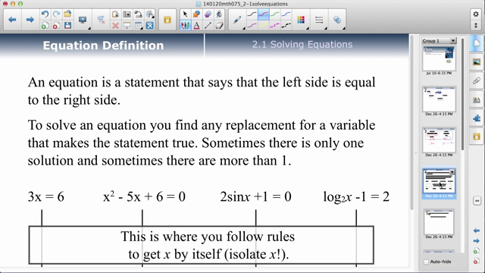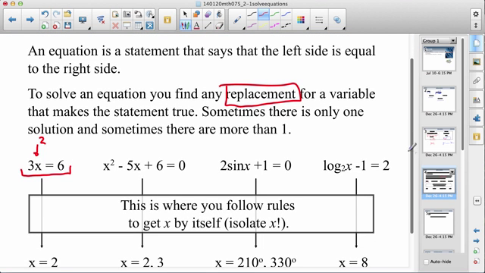Now, here's their definition, or one that I use. It's a statement that says the left side is equal to the right side. And when you're solving an equation, what you're looking for is a replacement for any variable that makes the statement true. For example, this one here. What is a number that I could put in for x there, 3 times x, where whatever I get here is equal to 6? Of course, you're probably thinking the answer is 2, and that would be correct. That is the solution to that equation. So that's what we're looking for.